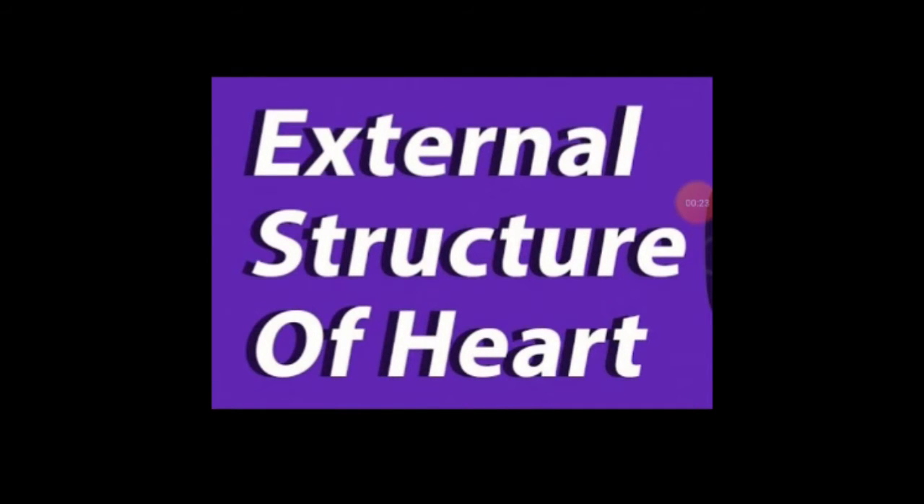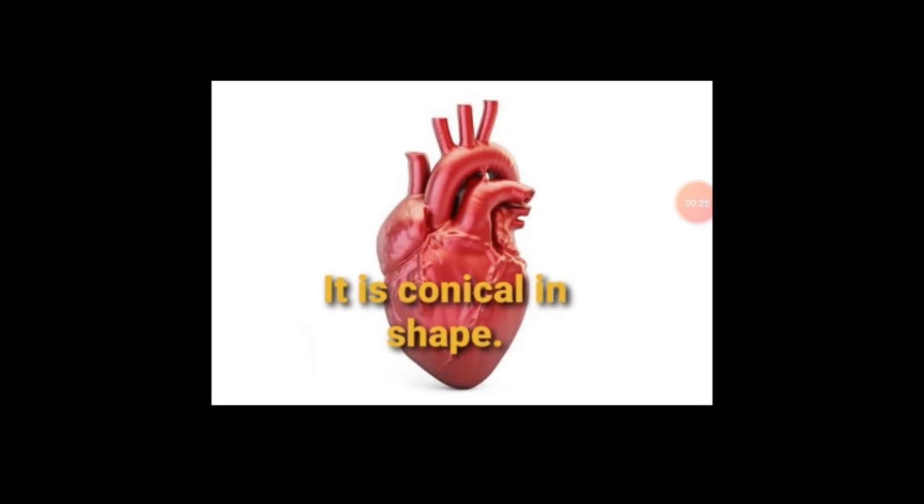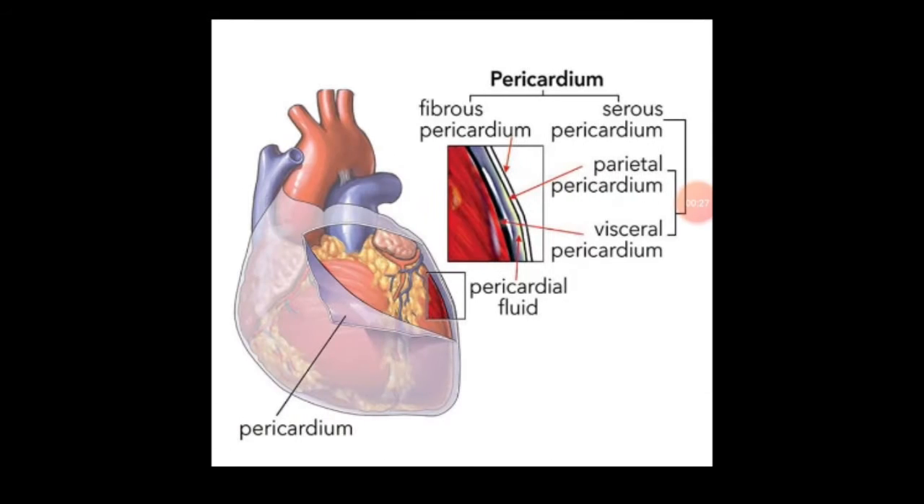Now we are going to study about external structure of heart. Heart is conical in shape and it is enclosed in a fibrous bag-like protective covering called pericardium. The space between pericardium and the heart is called pericardial cavity, which is filled with pericardial fluid, which reduces friction.